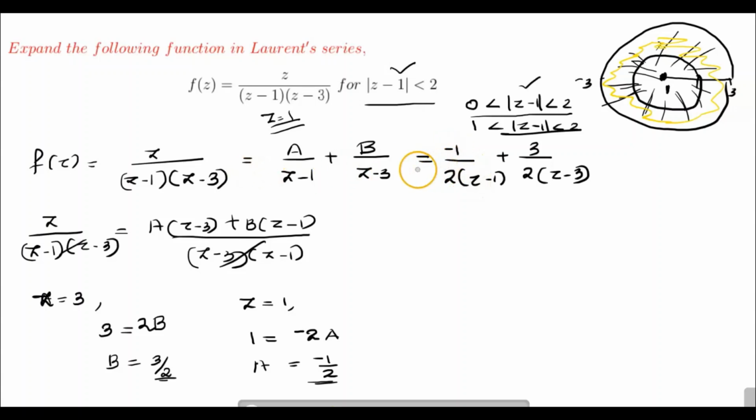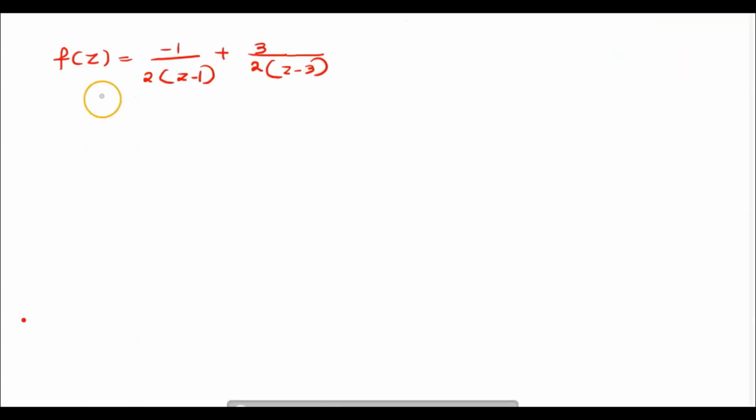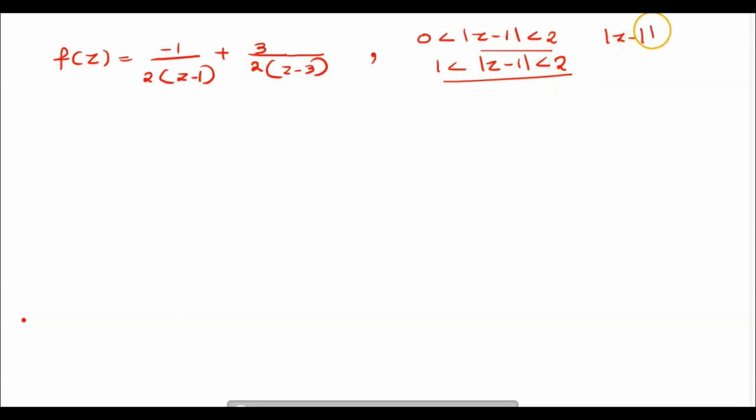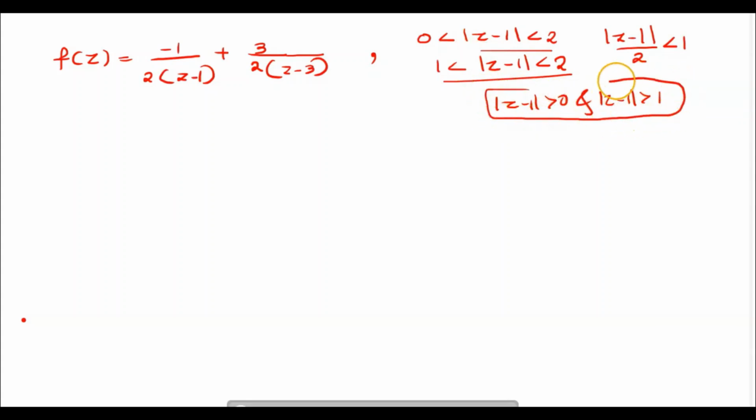So this is our function. F of z is minus 1 by 2 into (z minus 1) plus 3 by 2 into (z minus 3). We can take either of these two regions. Both are valid. We get f of z as this, and we have 0 less than mod z minus 1 less than 2, and also this is valid for 1 less than mod z minus 1 less than 2. If we take either region, we have mod (z minus 1) by 2 is less than 1, and mod z minus 1 greater than 0 or greater than 1. Both are valid.